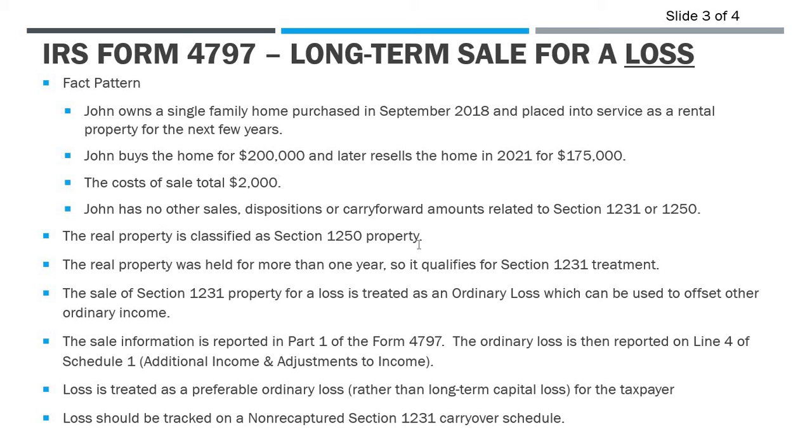So the real property is still 1250 property. It's held more than a year, so it's going to qualify for Section 1231 treatment, right? So that's good. We want that. Now, the sale of 1250 property under 1231 at a loss is going to be ordinary, right? Now, this is good because we can use this to offset other ordinary income. So that's also a nice plus.